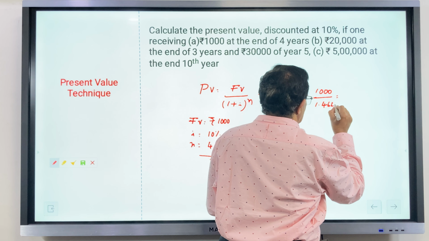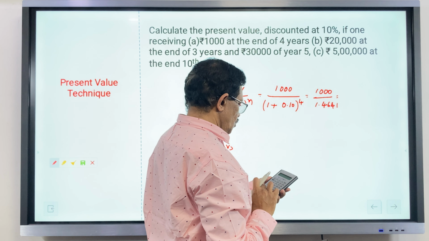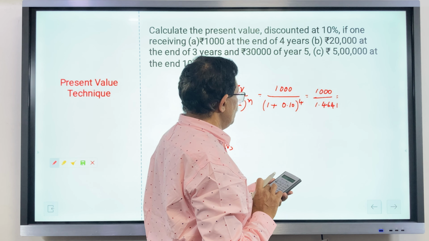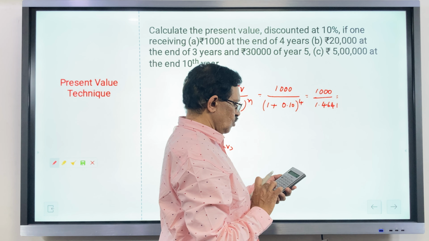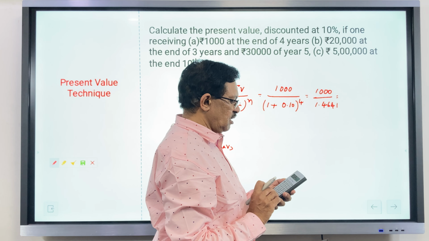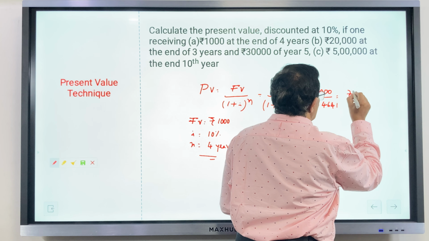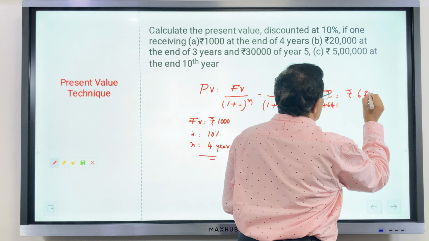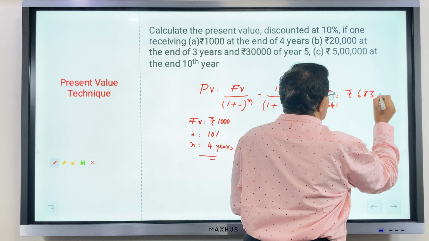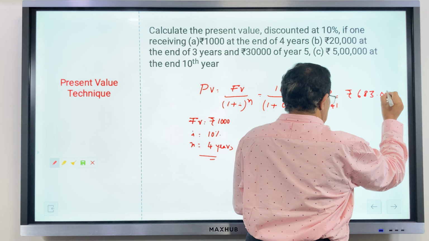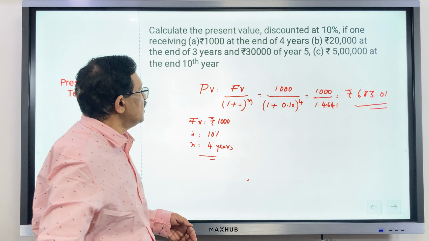More precisely 1.4641. So it is going to be 1000 divided by 1.4641, which is going to be 683 rupees. This is how you are going to calculate the present value.